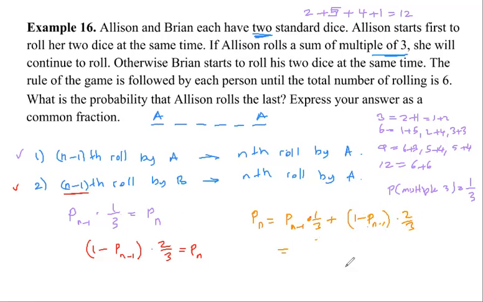Can you guys clean this a bit? If you multiply this by 1, that's 2/3, and then minus Pn-1 times 2/3, and this is 1/3, which will be minus 1/3. So we get 2/3 minus 1/3 times P of n-1 equals P of n.